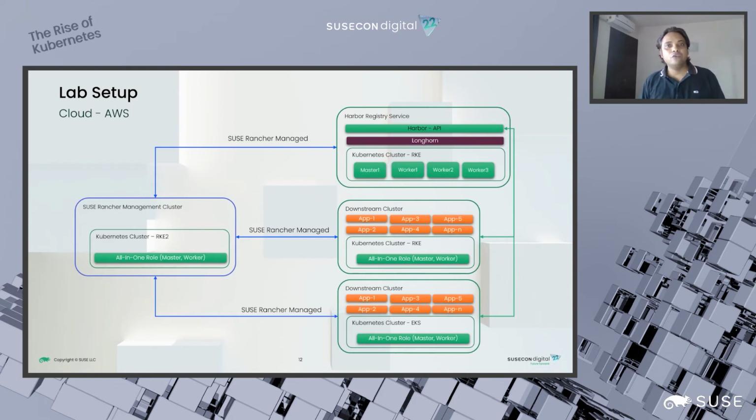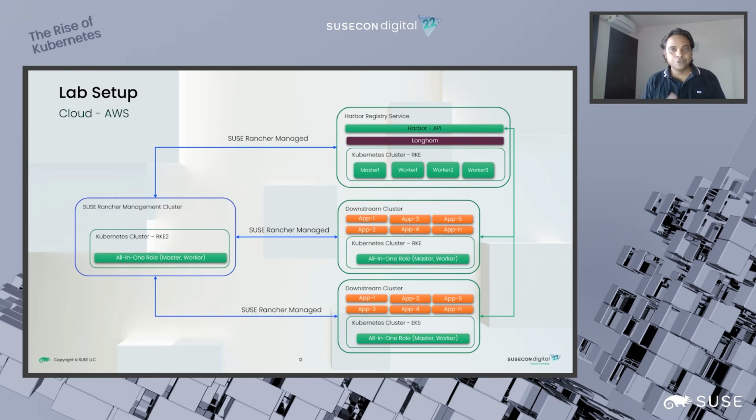So this is a high-level overview of the AWS Cloud Lab setup, which consists of the Rancher management server, which is built on an RKE2 cluster, Harbor deployed on a single node Kubernetes cluster, having Longhorn as a persistent storage, a downstream single node RKE2 cluster for application deployment, and some additional clusters, for example, the EKS for application deployment.